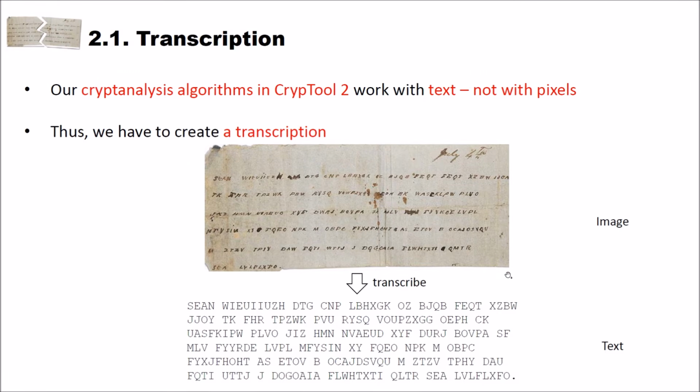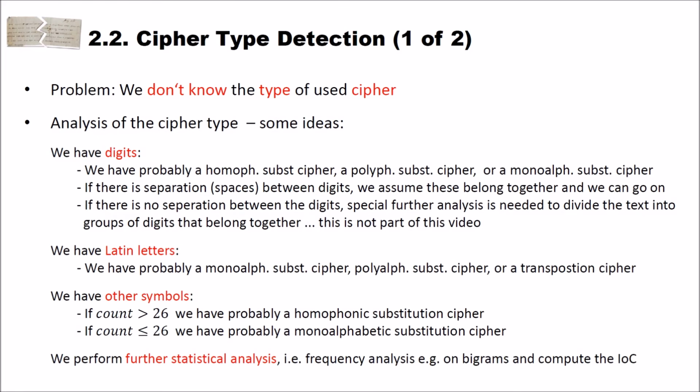But we still do not know what kind of cipher that is. So here comes the second part. And the second part is the problem that we don't know the type of used cipher. And for solving this, we make an analysis of the cipher type. And here are some ideas that you could follow.